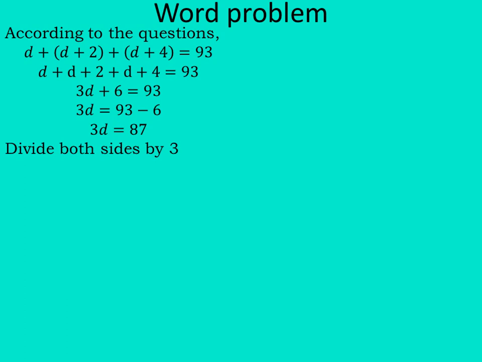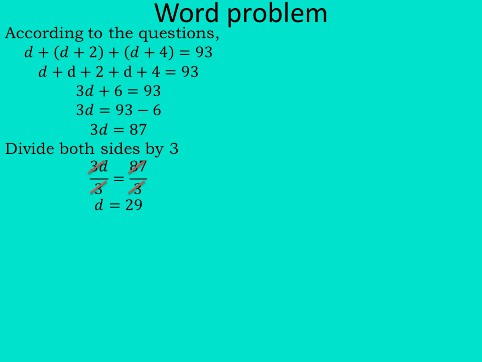So we divide both sides by the coefficient of d, and that's 3. So we have 3d divided by 3 is equal to 87 divided by 3. So we strike out the 3, it remains d on the left hand side, and 3 can easily divide 87. 3 in 8, that's 2, remainder 2. Put the 2 at the front of 7, so you have 27. 27 divided by 3, that will be 9. So our d is equal to 29.